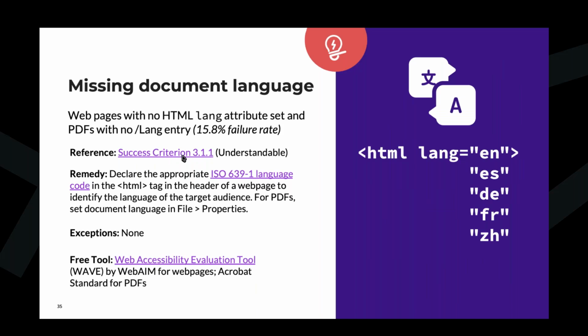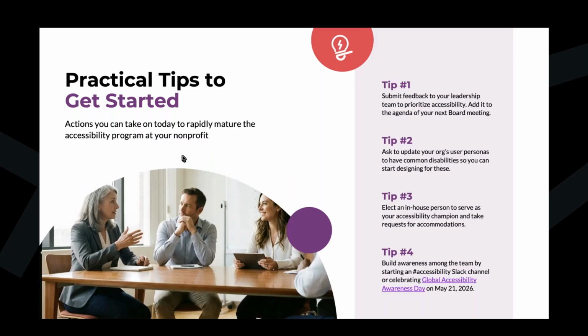Okay, so I'm just going to leave you with some practical tips to get started within your own organization. If you haven't really started implementing an accessibility program yet, here are some starting points. So first of all, I would submit some feedback to your leadership team. If they do an annual survey of employee satisfaction or something like that, try to raise this as an issue, add it to the agenda of your next board meeting as well. You know, ask open-ended questions about how this is impacting your user base.